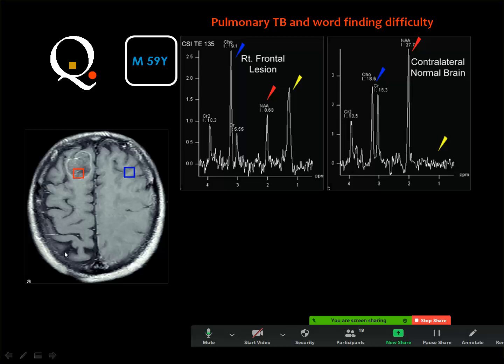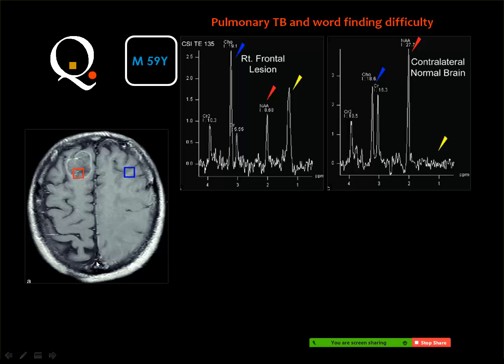And this is an MR spectroscopy, including a contrast enhanced T1 weighted image. Yes, abscess. See, this is the voxel of the normal brain, and this is the NAA, choline, and the creatine, and this arrow points to the lipid, which is absent in the normal brain.